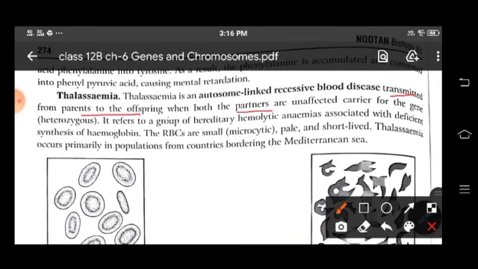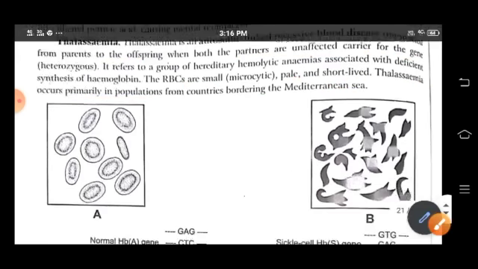offspring when both the partners are unaffected carriers for the gene. Now, the RBCs are small, pale and short-lived. Thalassemia occurs primarily in populations from countries bordering the Mediterranean Sea.